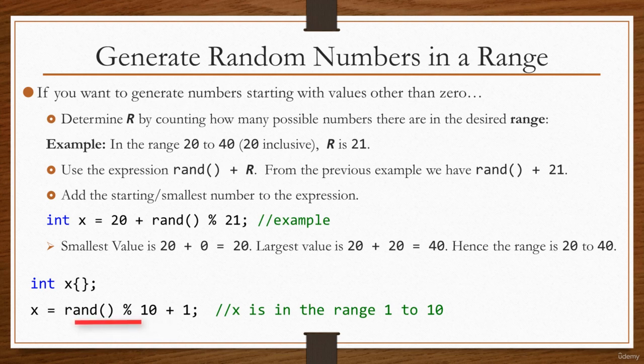And then just a simple example down here, you can do int x is equal to that rand function, the modulus operator, and 10, plus 1. So x is going to be in the range 1 to 10, because the max value that it can get from that rand modulus 10 is going to be 9. It can also be 0, and in each case we do plus 1. So again 1 to 10.